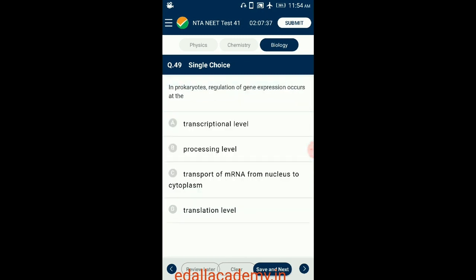In prokaryotes, regulation of gene expression occurs at the... In prokaryotes, transcription and translation both occur in the cytoplasm. Hence, in prokaryotes, the transcriptional initiation site is the controlling site of gene expression. So the answer for this question is option A, transcriptional level.